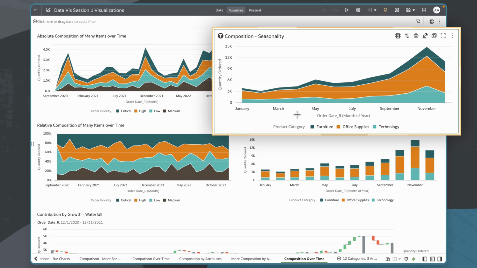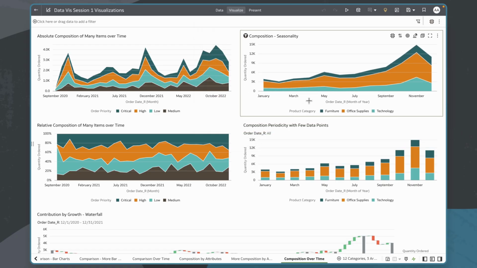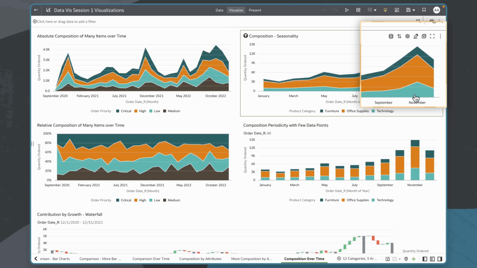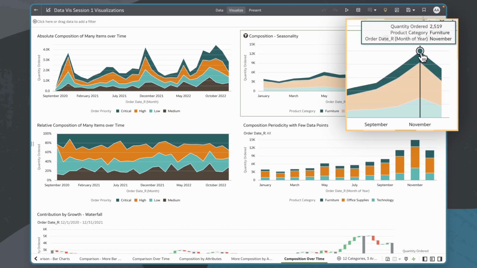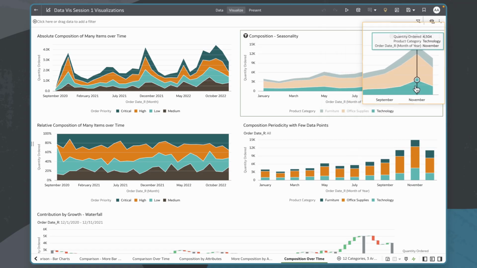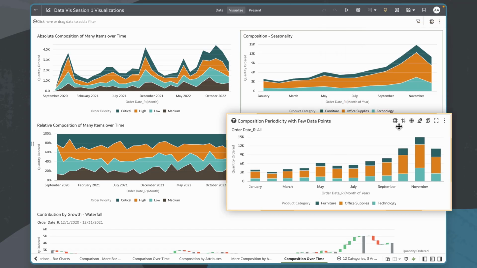While the previous charts show composition over a period of 2 years, this chart shows the seasonality in my data. I have 2 years worth of data here, but this chart shows the most quantity across the product categories is ordered in November. These visuals can also be shown in a stacked bar chart.